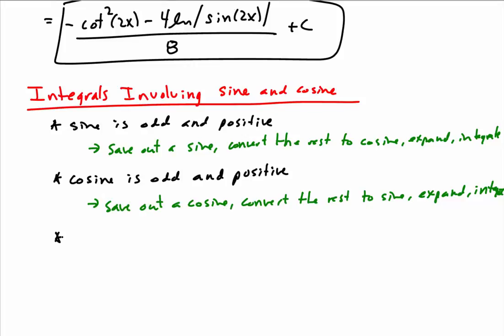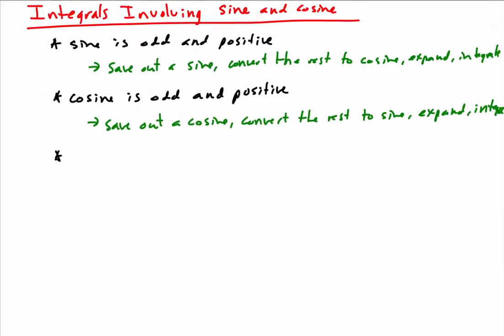Okay, the other one that we used is when both the sines and cosines were even powers, and then we applied our half angle identities.